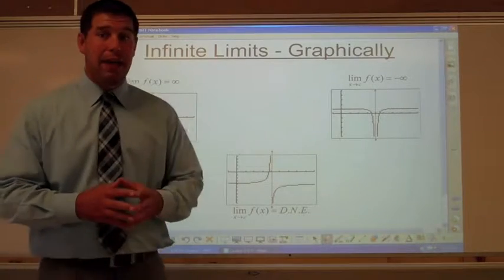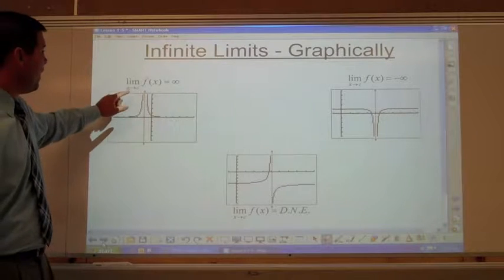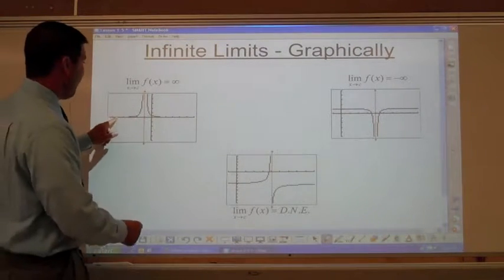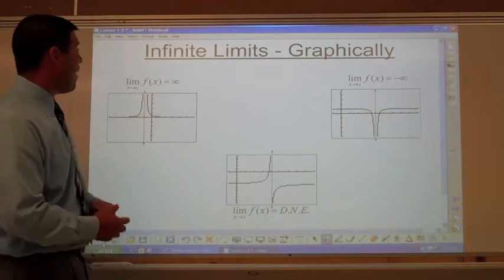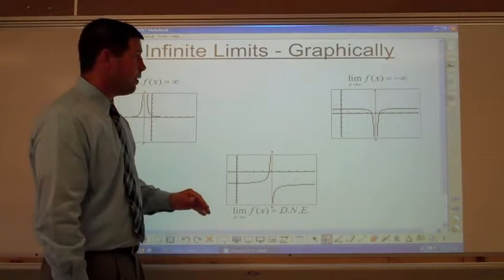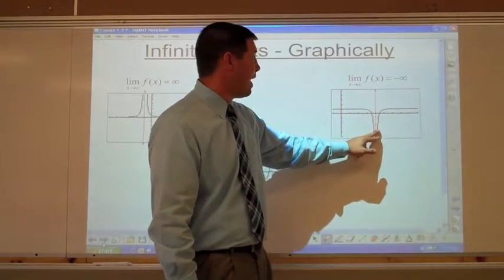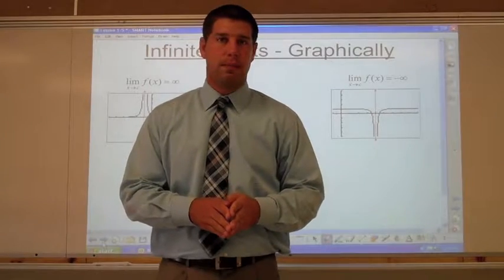Infinite limits graphically, to make this formal. Here's a function. The limit of f of x as x approaches c. From the left side, the function is going to positive infinity. From the right side, the function is going to positive infinity. So we can say that the limit is infinity. Over here, from the left side, we're going to negative infinity. From the right side, we're going to negative infinity. So we can say that the limit of that function is going to negative infinity.